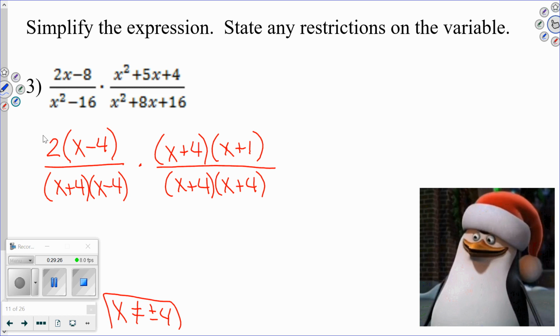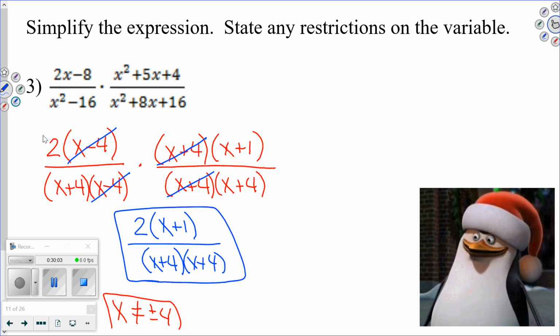So if I'm looking at top and a bottom, I have x plus 4 and x plus 4. I have an x minus 4 and an x minus 4. This x plus 4 and this one over here? No, they're both on the bottom. To cancel, it has to be one top, one bottom. Doesn't matter what fraction it comes from, but just one top, one bottom. So looking at what I have left, I have a 2, and I have an x plus 1. In the bottom, I have x plus 4 and x plus 4, or x plus 4 squared.